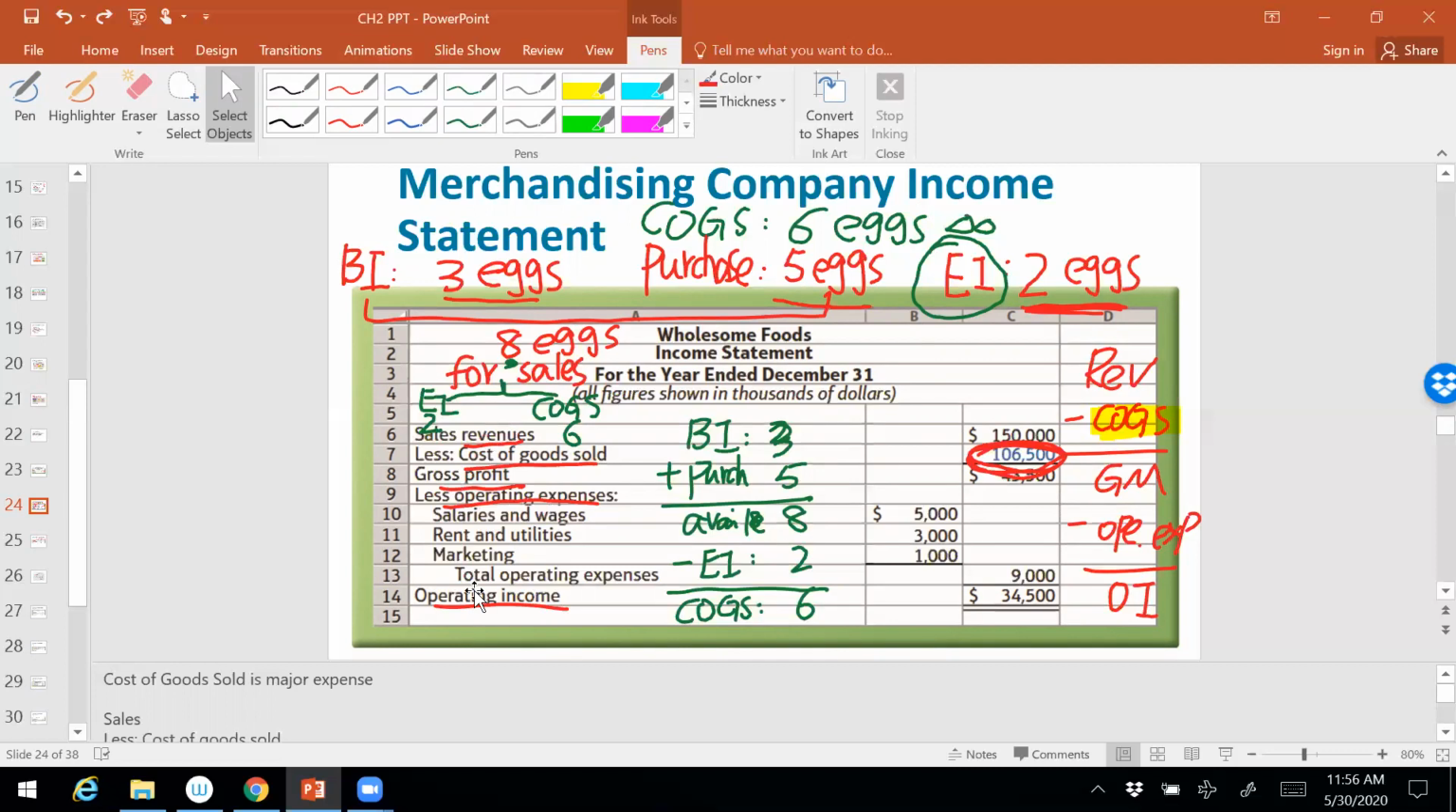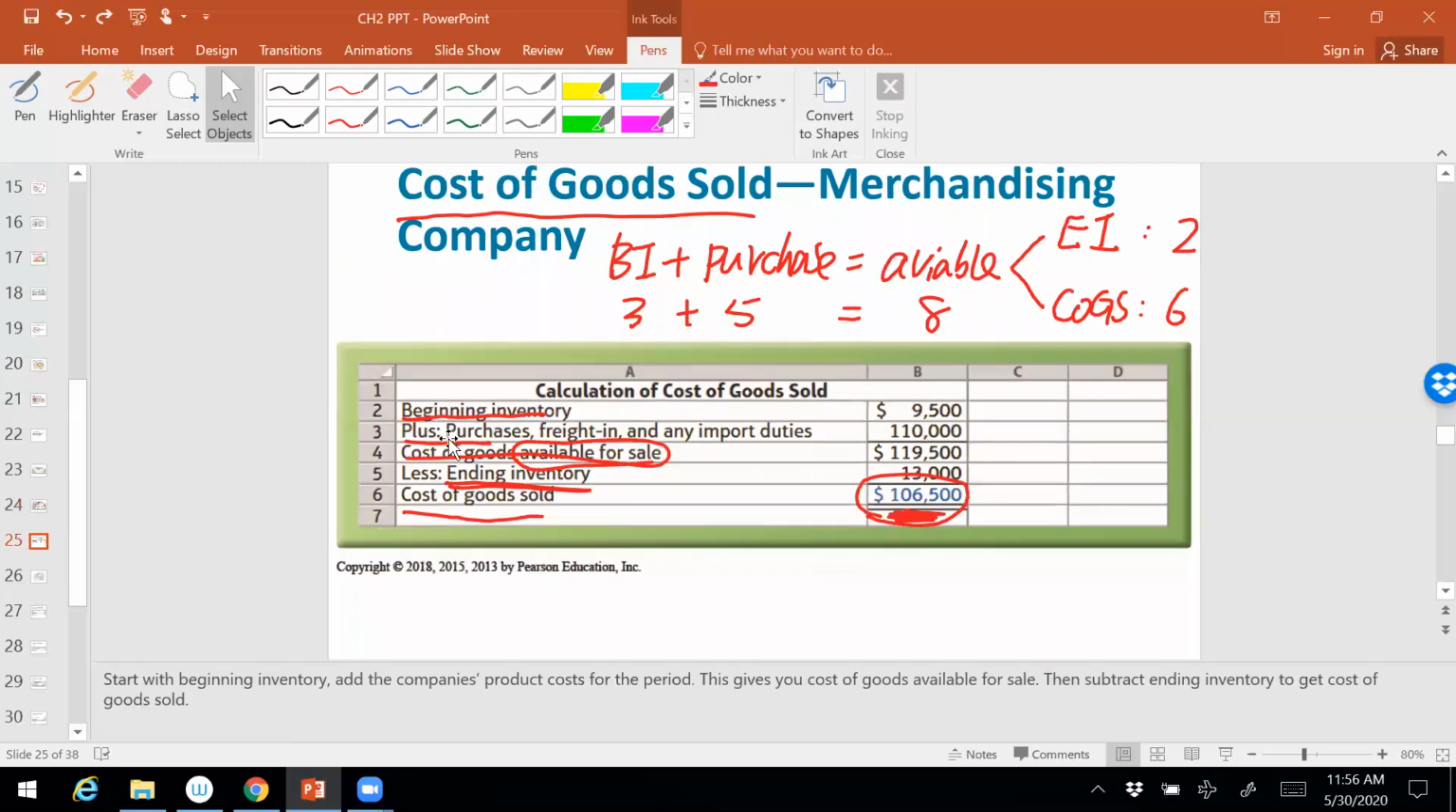We said, how do they get the cost of goods sold? We used the example that at the beginning they had 3 eggs. They purchased 5 eggs from the egg farm, so the maximum number they can sell is 8 eggs. At the end, they found out that they still have 2 eggs sitting in their warehouse. So how many eggs did they sell? They sold 6 eggs. We said the beginning inventory plus purchases equals cost of goods available for sale, minus ending inventory gives you cost of goods sold.